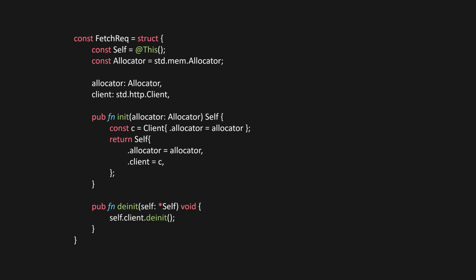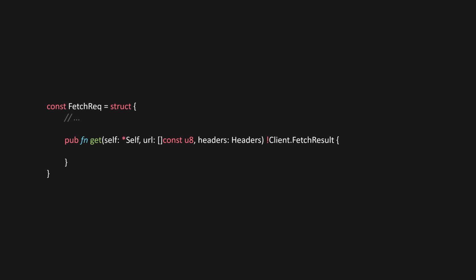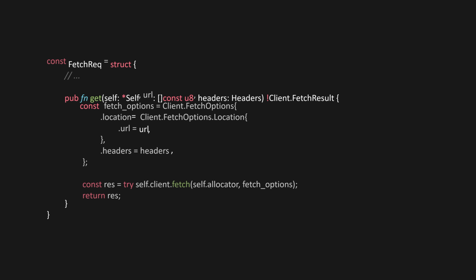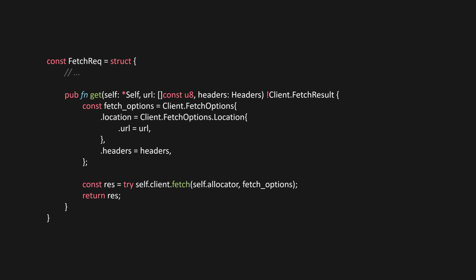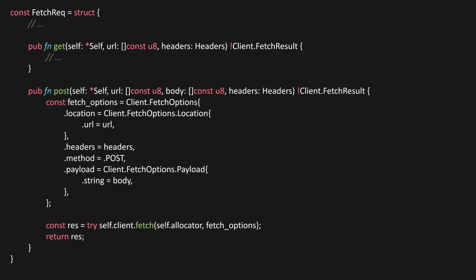The init method will create an instance of the client and then an instance of Self, and the deinit method will deinitialize the internal client. We can now create a get method which takes in self, the URL, and any headers, and returns a fetch result. Inside, we can define our fetch options and call fetch just like how we were doing so before. While we're at it, we can also create a post method in very much the same fashion.